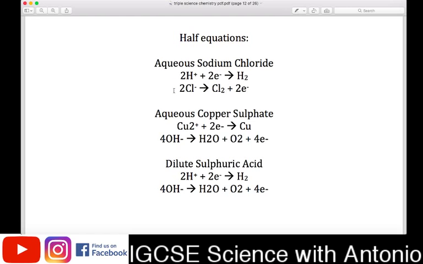Now students will always ask, why do you have 2 moles? Why not 1 mole of H+ and 1 mole of Cl-? It's because both hydrogen and chlorine are diatomic gases. Therefore, they need 2 individual atoms, okay, to form covalent bonds to form H2 and Cl2.